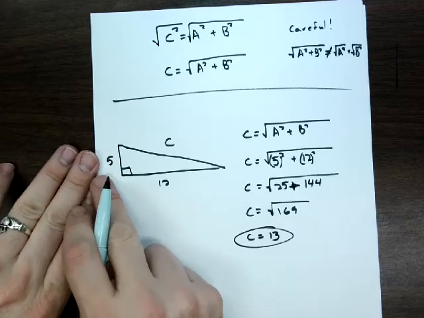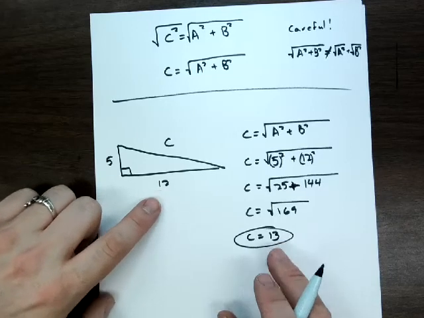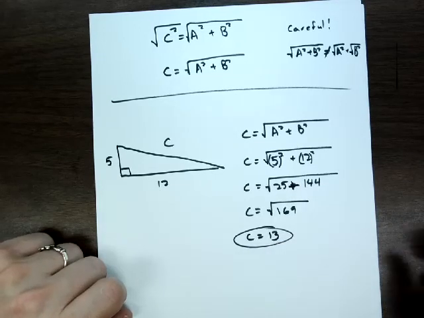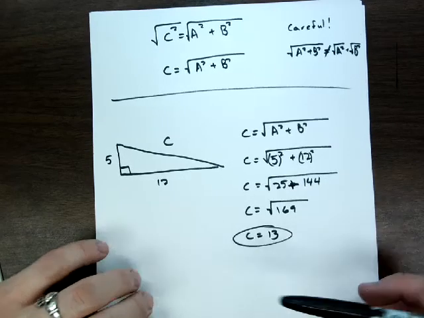Now, if these were inches, if this is 5 inches and 12 inches, that would be 13 inches. Units are also an important part of our answers. Hopefully this makes sense.